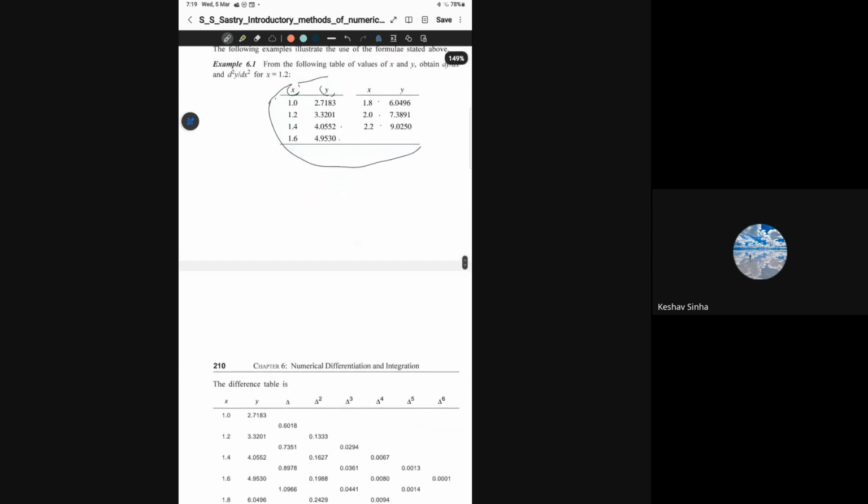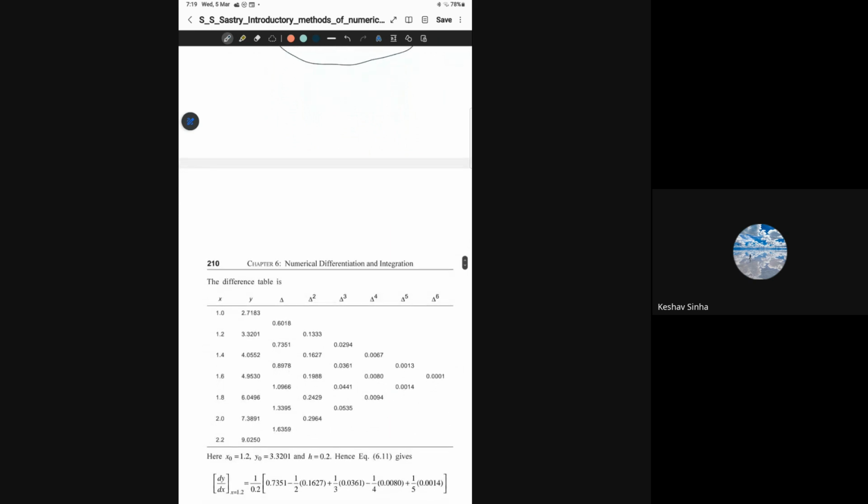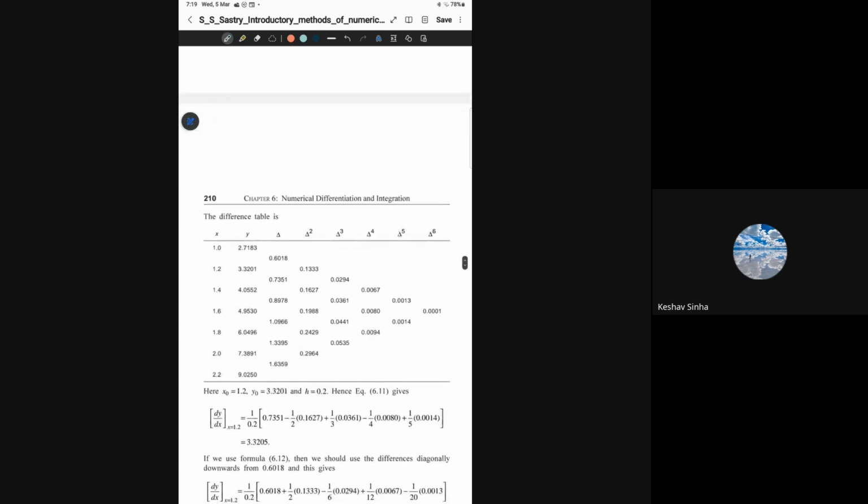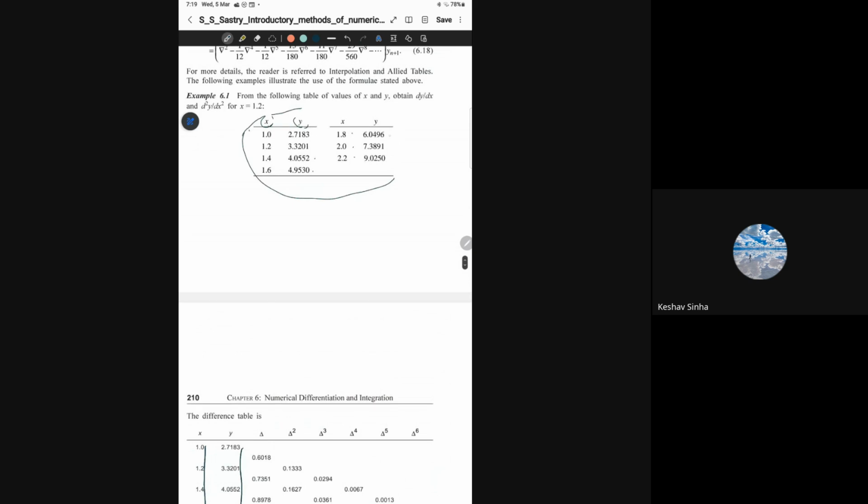So what you have to do is basically find the difference table. Look at here. This column is given. This column is also given. Here it is given.